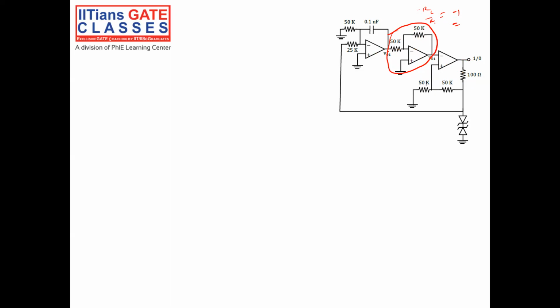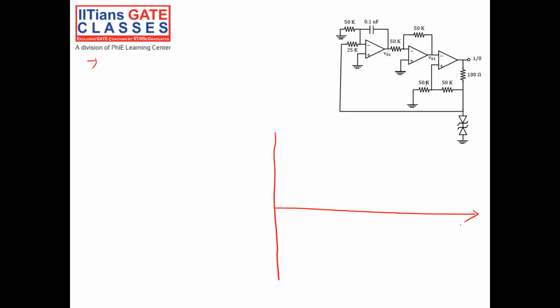Let us solve this circuit. Here first, you see, here is the waveform. Here I am putting the waveform. Suppose my V0 here is plus Vset. Suppose starting V0 is plus Vset.